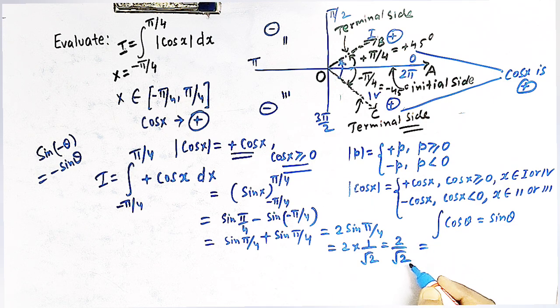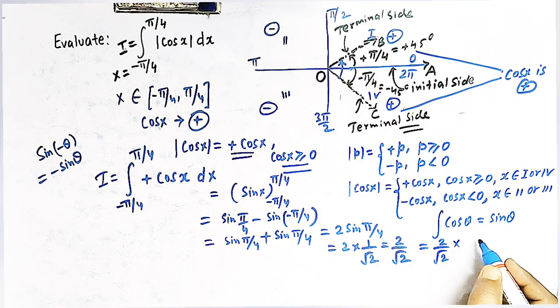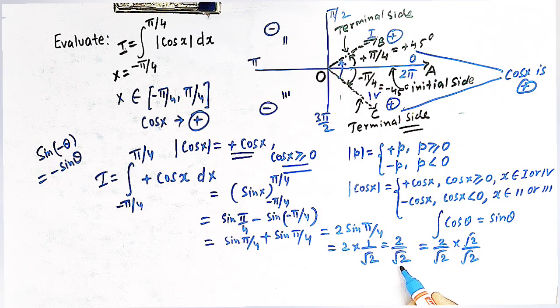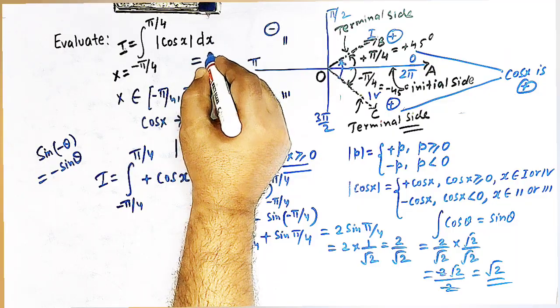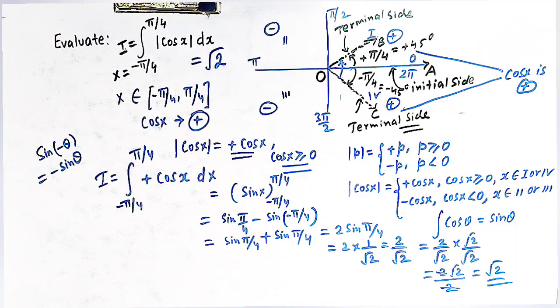Now we can rationalize here. So we have 2 over root 2 times root 2 over root 2, rationalizing the denominator here. So we have 2 root 2, and here root 2 times root 2 is 2, and the 2s get cancelled, and we have square root of 2. So the value of this integral is equal to square root of 2.